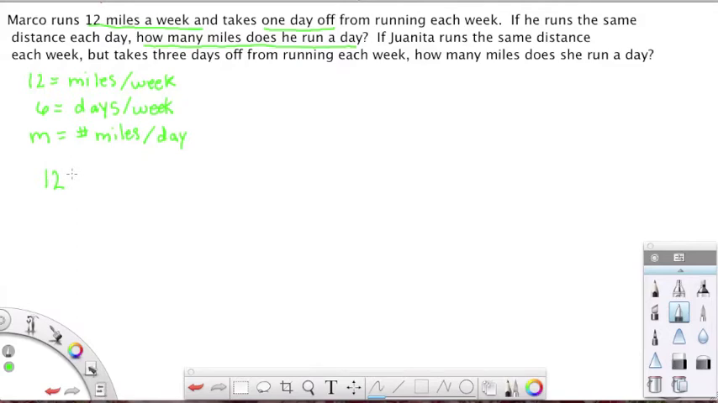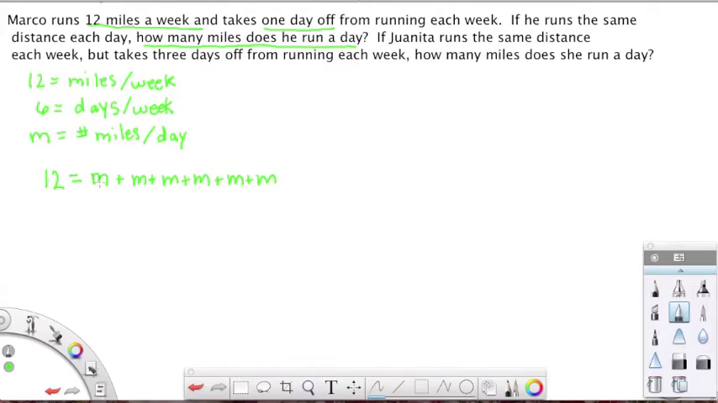And we know that he runs the same distance each day for 6 days. So, m is how many miles he runs a day. We don't know what that is, but we know he runs for 6 days. So, if day 1 he runs m miles, day 2 he'll run m miles, day 3 he'll run m miles, day 4 he runs m miles, day 5 he runs m miles. Day 6 he runs m miles, so 1, 2, 3, 4, 5, 6.